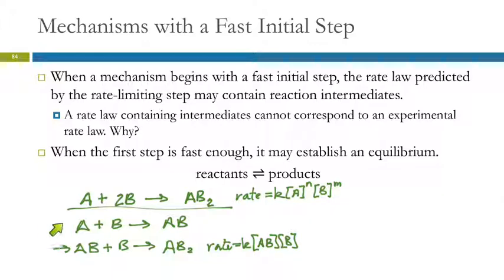When the first step is fast, we'll label these. We're saying that this one's fast and this one's slow. First step happens really fast. The second step is slow. That's going to determine the rate.